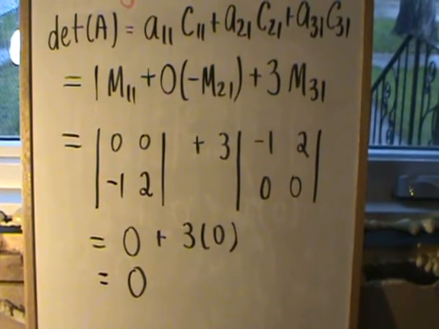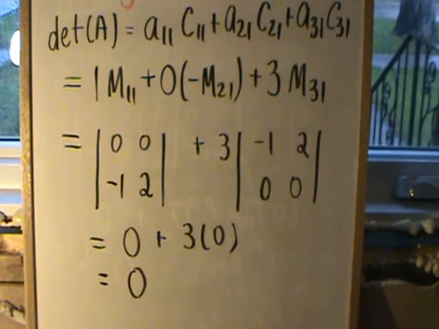So here are those 2 minors. The first one is M11, that's 0, 0, minus 1, 2. And the second one is M31, that's negative 1, 2, 0, 0. And when we expand out these 2 by 2 determinants, we just get 0 and 0 for a final answer of 0 once again.